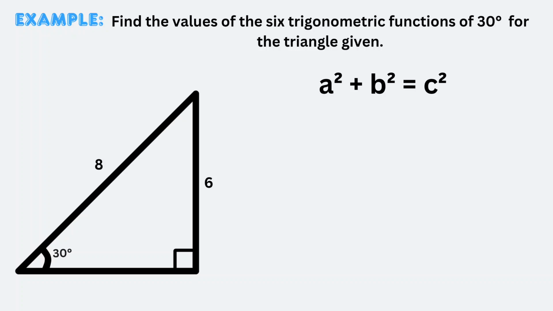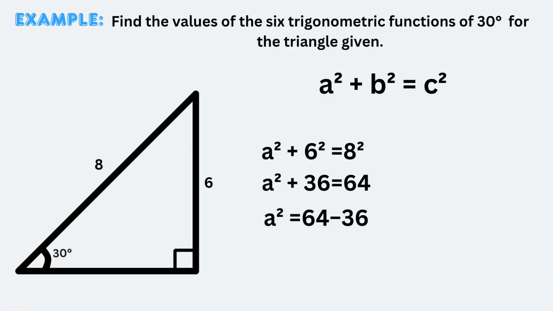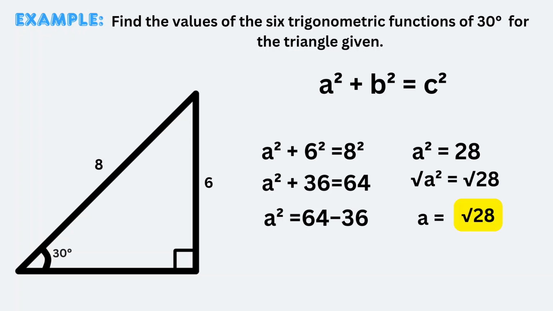The first step is to substitute the values. We have a squared plus 6 squared equals 8 squared. This simplifies to a squared plus 36 equals 64. Next, we need to solve for a. We will transpose 36 to isolate a squared. It becomes a squared equals 64 minus 36 equals 28. Now, we take the square root to eliminate the squared term. So the result is a equals the square root of 28, since 28 is not a perfect square.